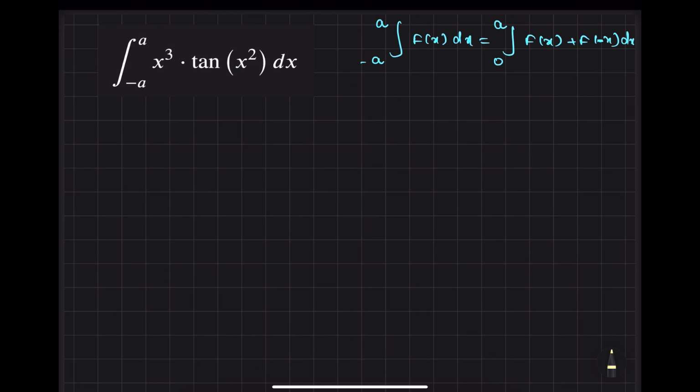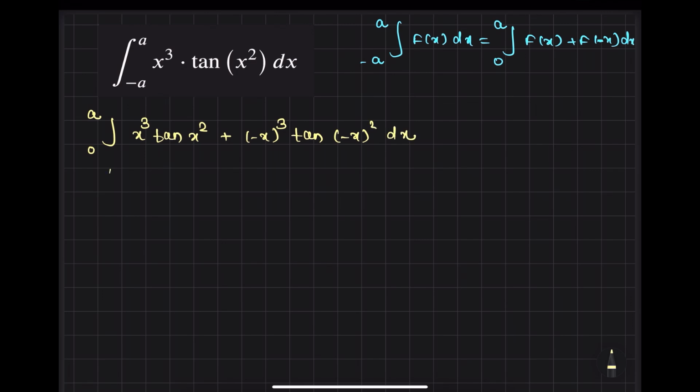Okay, now let's write down the function. So it is 0 to a. Here we will have 0. Now f of x means the same thing. So you have to write x cube tan x square plus, now you have to replace x with minus x, so minus x cube and then tan of minus x square dx.